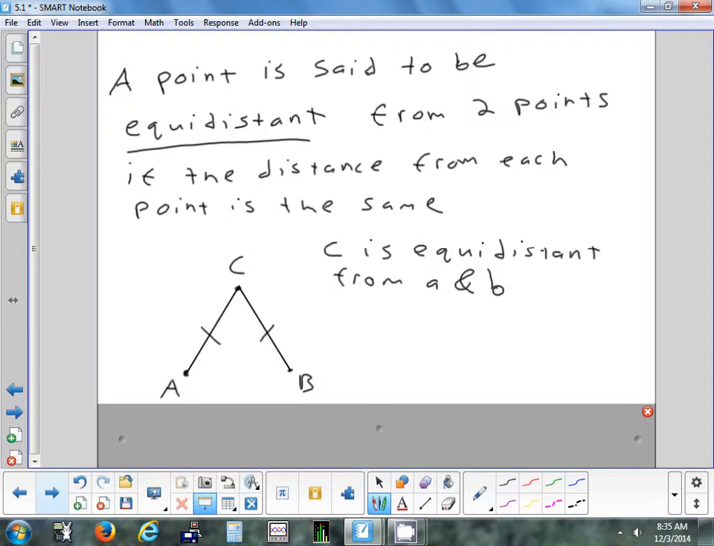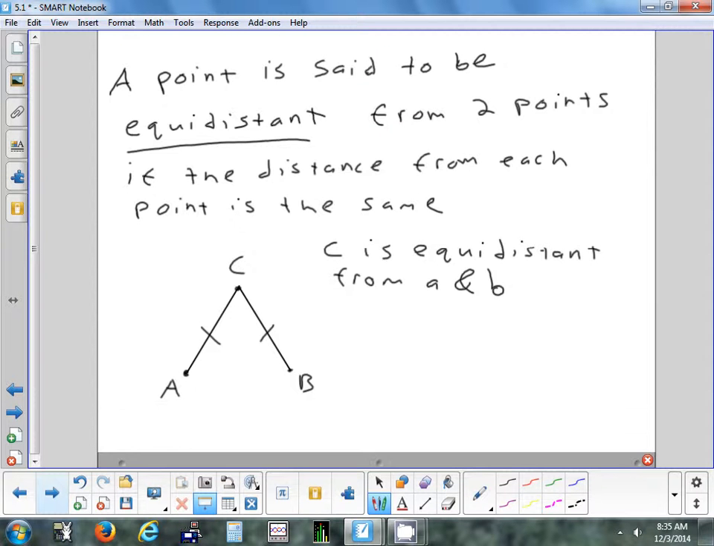Okay, so here's an example. Point C is equidistant from A and B. The distance from A to C is the same as the distance from B to C. That's equidistant. Any question on that?